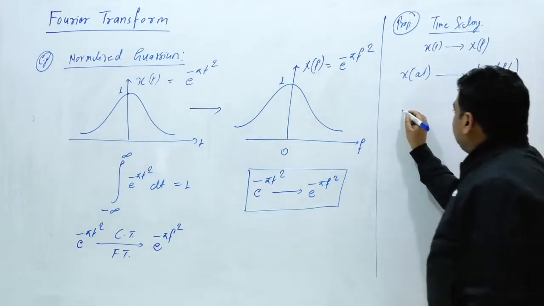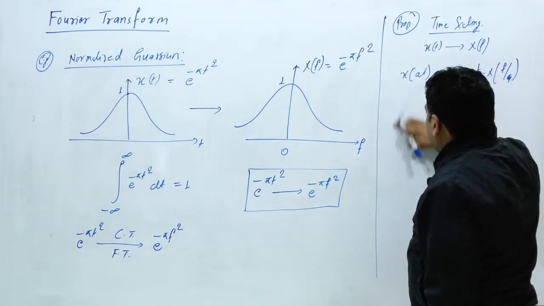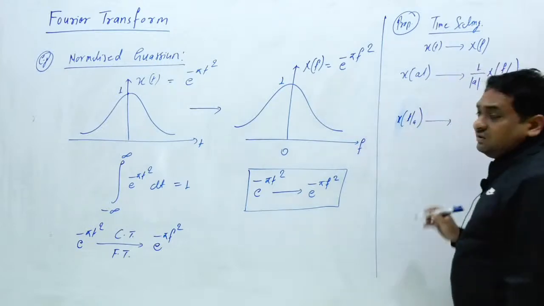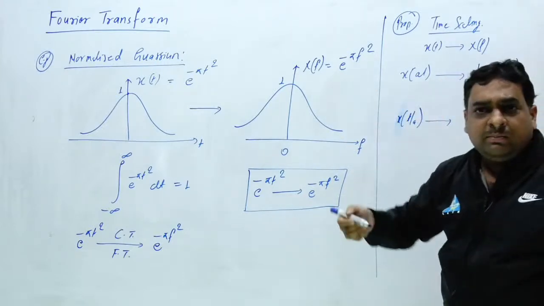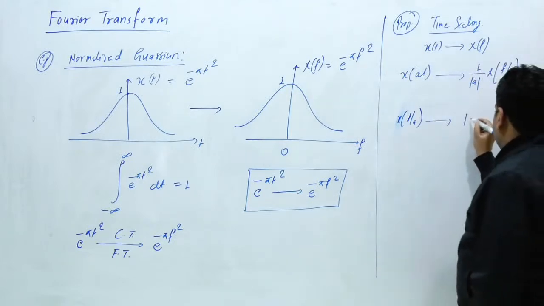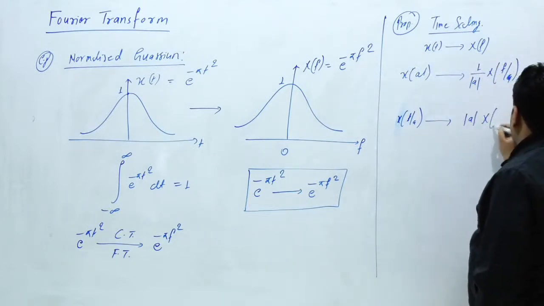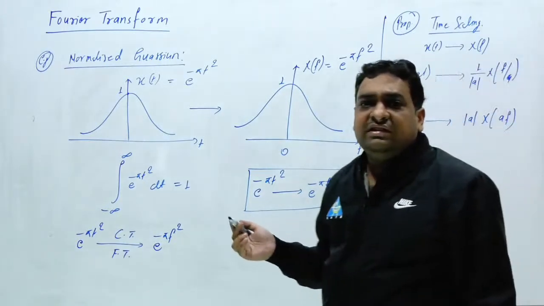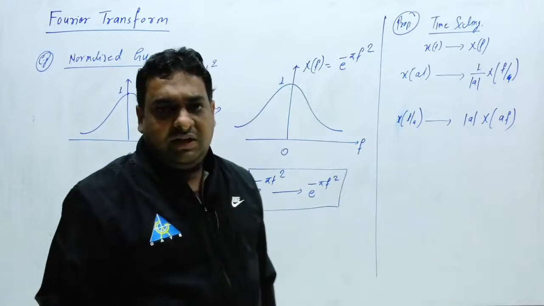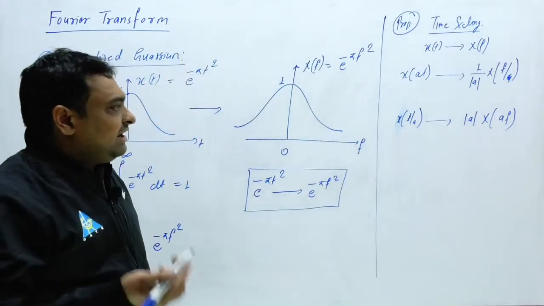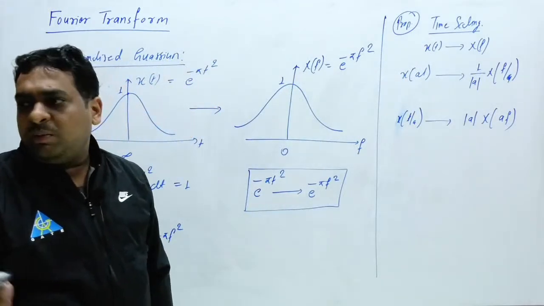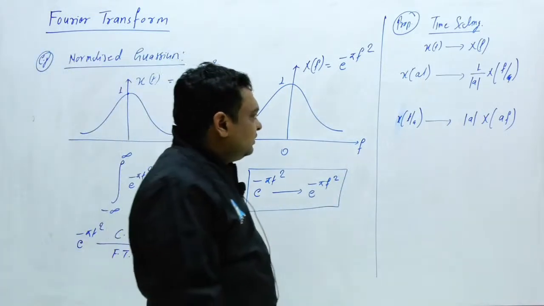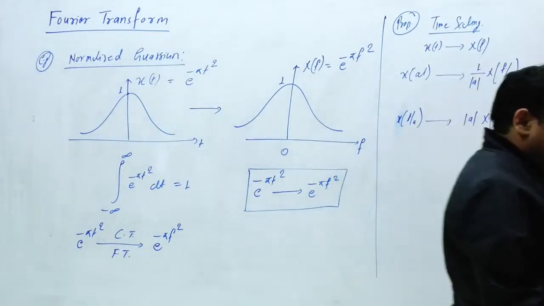Similarly, if you write x of t by a, then the constant is 1 by a. So what do you get here? This is nothing but mod a times X of af. You will get it like this. So you can call this a frequency scaling property or a time scaling property, both. Either you can say time scaling or frequency scaling. Okay, so just note down this property.